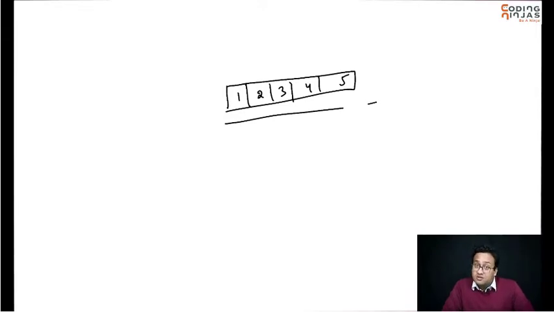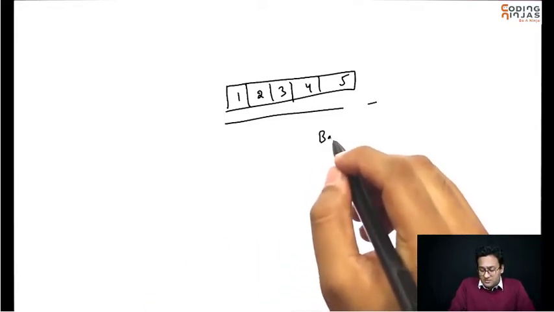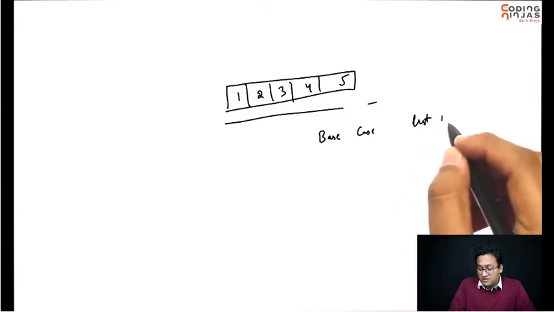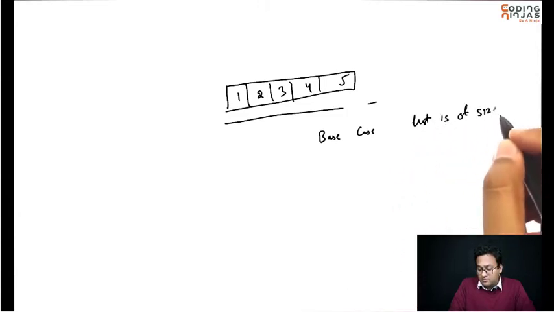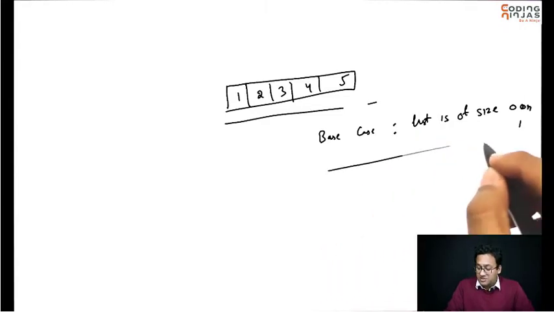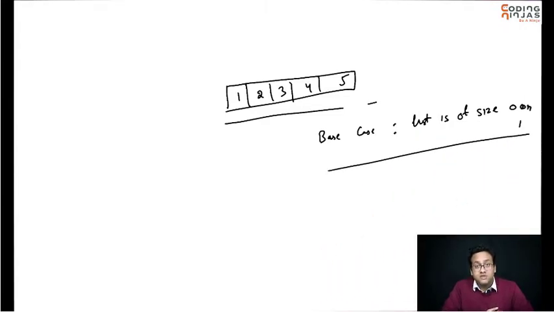So a very simple way to look at this is, let's first talk about the base case. If my list is of size 0 or 1, then it's by default sorted, right? If you just have one element, is the list sorted? Yes, it is sorted. If you don't have any elements, even then the list is sorted. So by default, that's our base case.